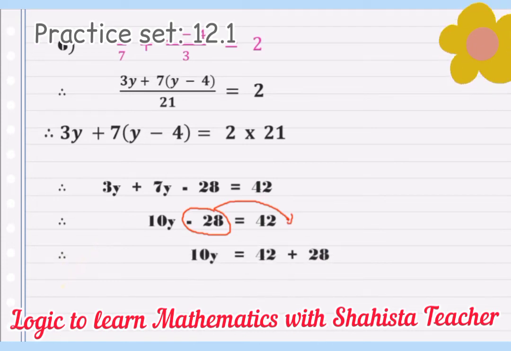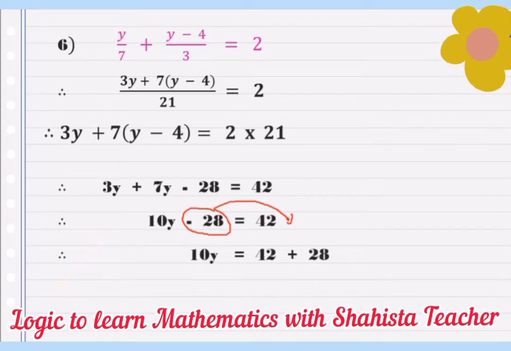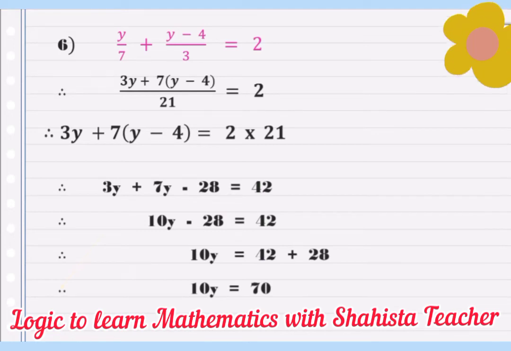Here we will write plus 28. So 10y is equal to 42 plus 28. That means 40, 50, 60, 70. So 10y is equal to 70. 42 plus 28 is 70. So y is equal to, the numerator is 70 and the denominator is 10. So 70 divided by 10, that means 10 ones are 10 and 10 sevens are 70. That means y is equal to 7. Is that clear? So the value of y is 7.